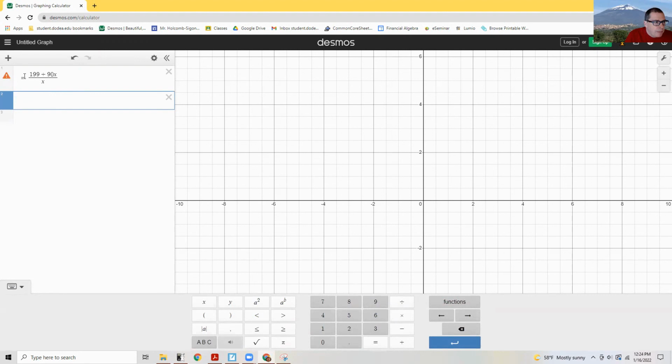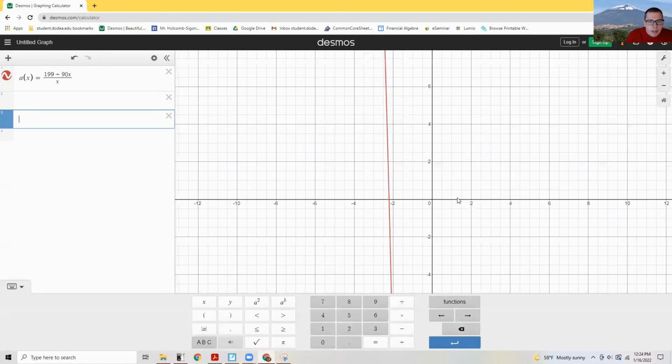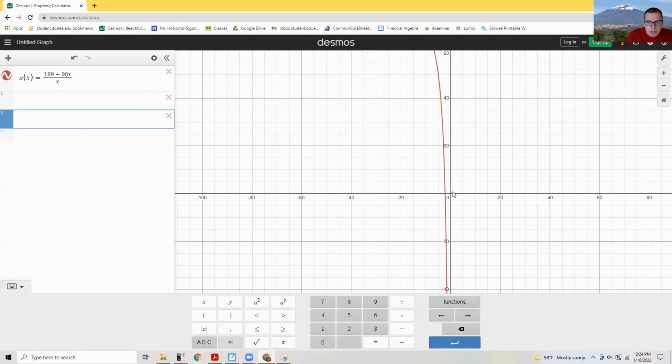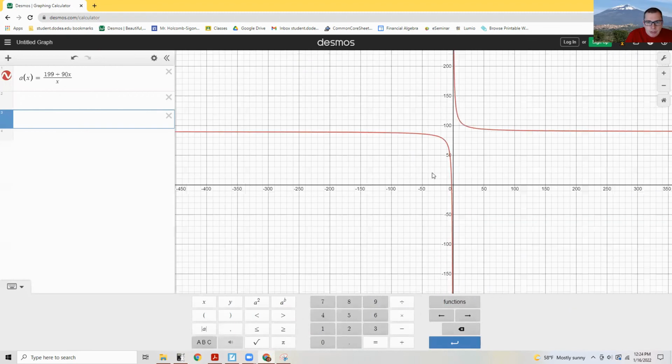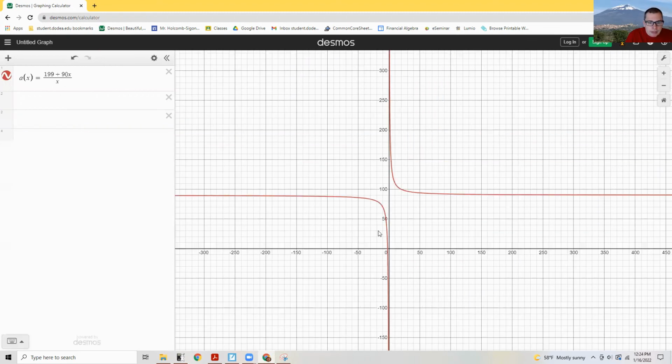It did not. How about we call it A of X. There we go. Now it worked. Okay, so here is our function. So this is a rational function. We are not going to look at the negative side of this. Okay, so let's just disregard this, because we aren't going to go with negative months. It just doesn't make any sense.